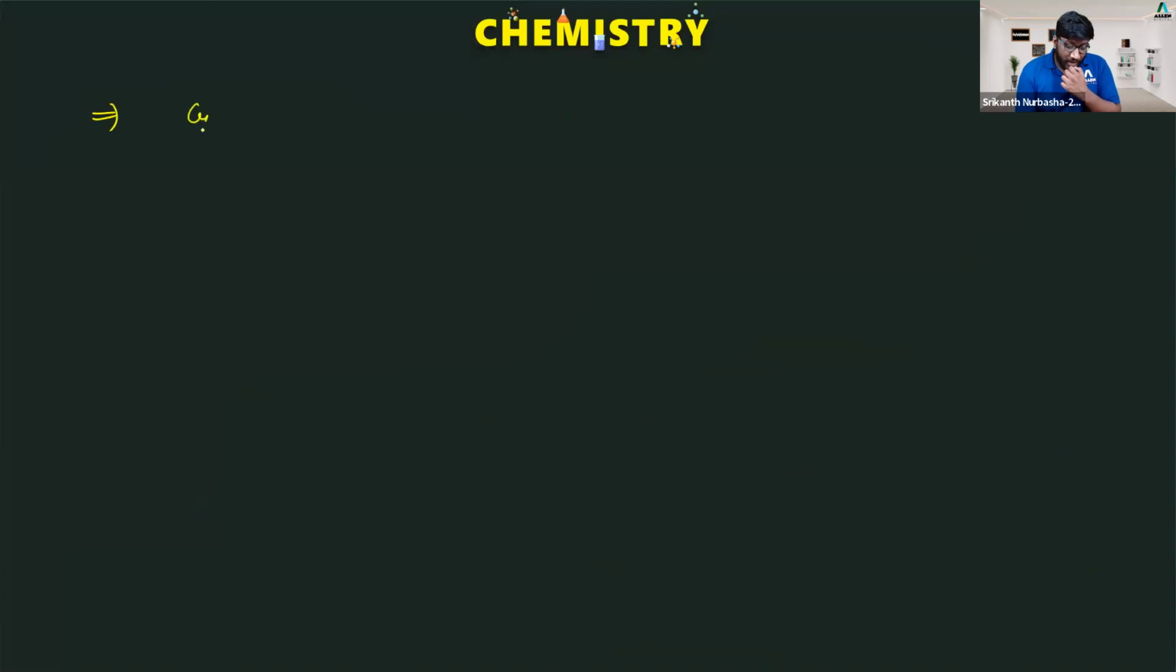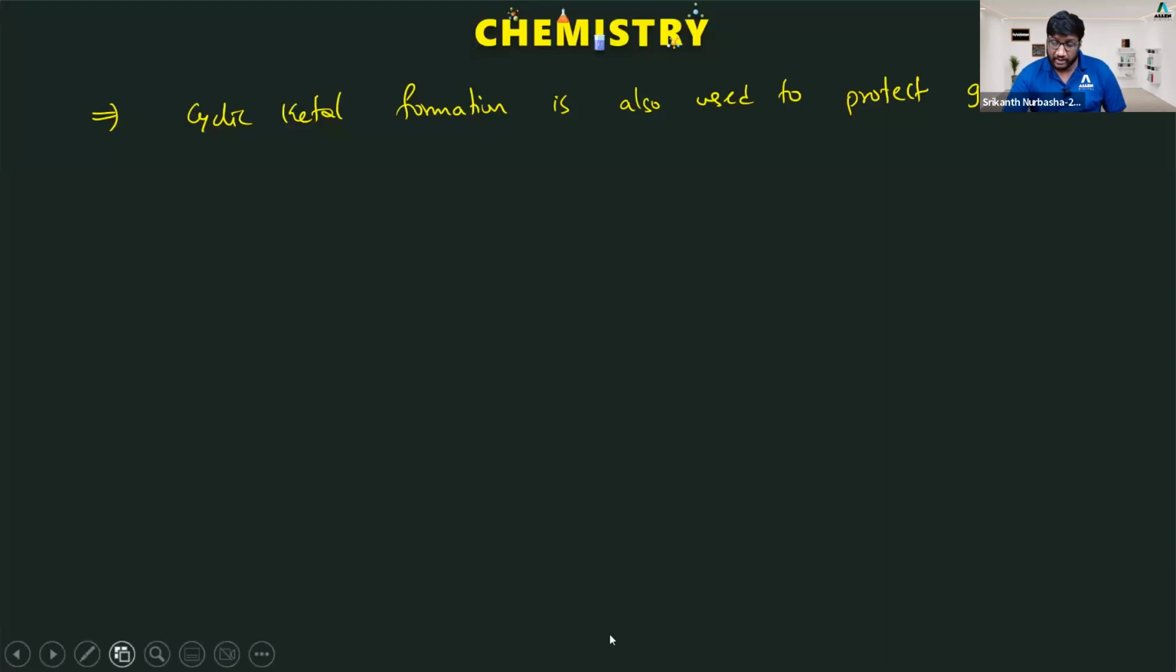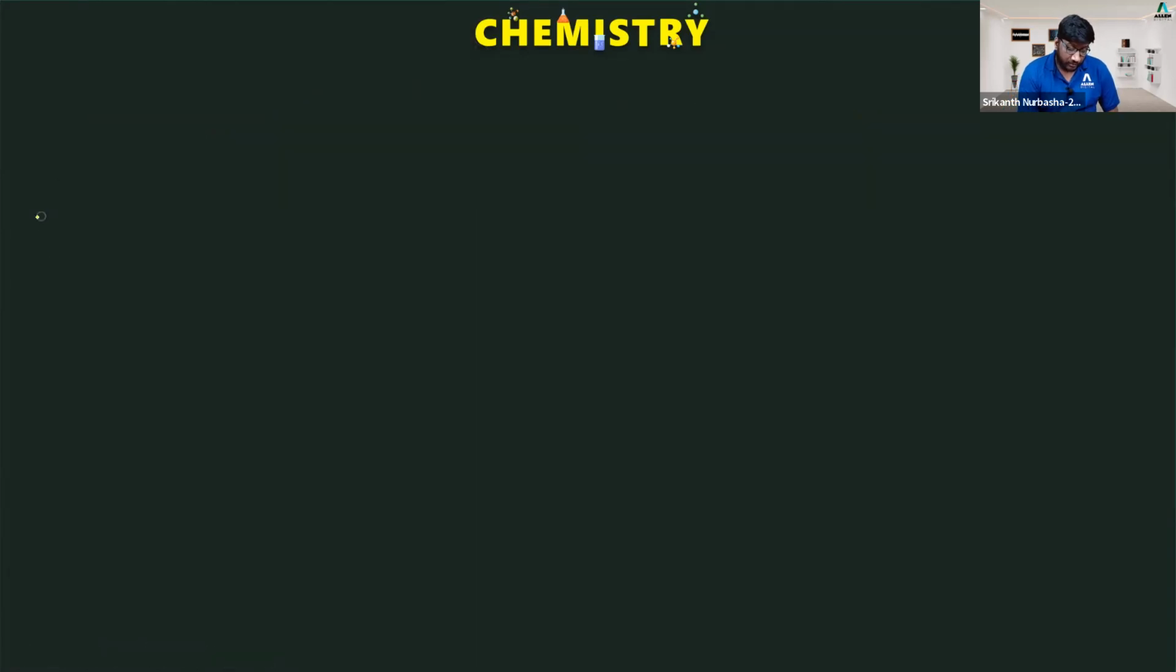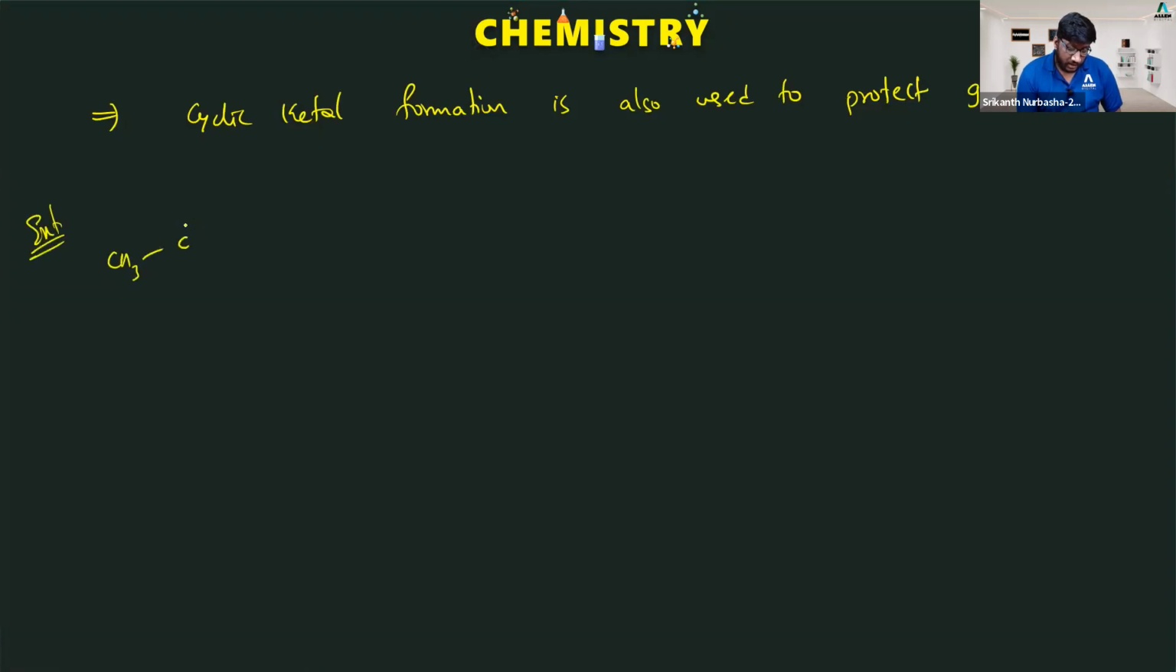This cyclic ketal formation is also used to protect groups. What is a cyclic ketal formation example? We'll discuss. Let us take a ketone, like acetone: CH3, C double bond O, CH3.